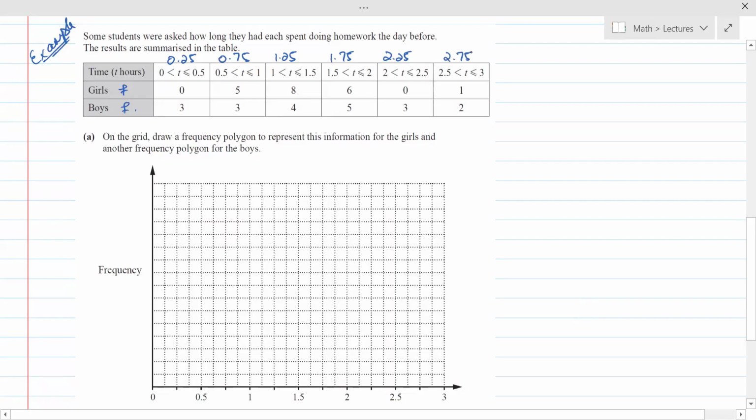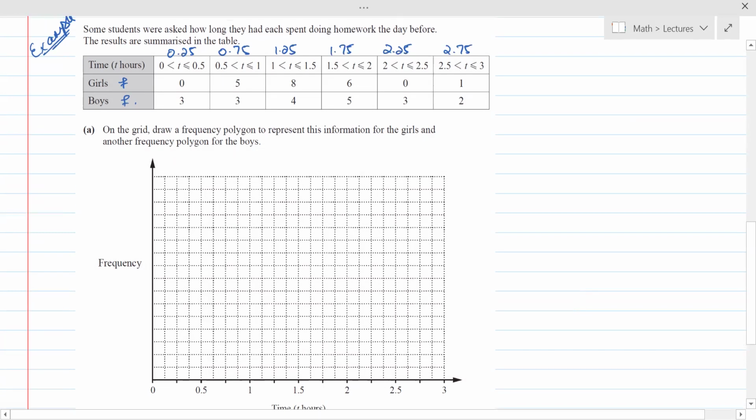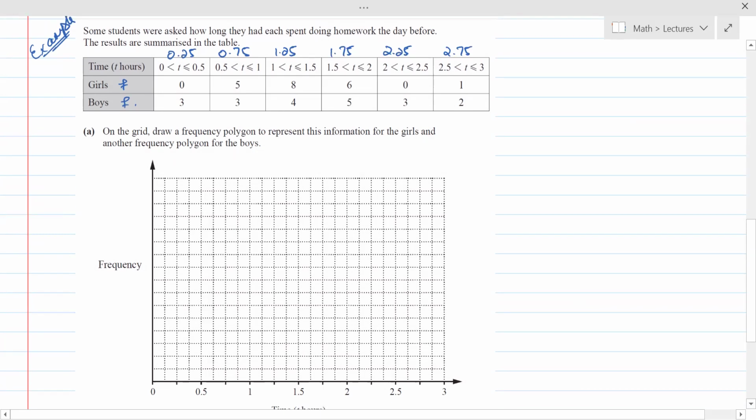After finding the midpoint, we'll plot the frequency polygons for both these data sets one by one. So let's do it for the girls first. The points to be plotted would be 0.25 and 0, the first point. So 0.25 and 0, this is where the first point should be plotted. Second point, 0.75 and 1.